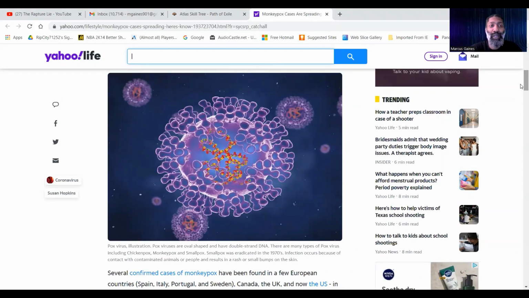the diagram of the quote unquote makeup of the actual monkeypox, the actual body of it as it's seen in the microscope. I don't want to use the word genetic makeup, but the actual makeup of it per the world. Now, again, it's per the world. And if you read right here, it says pox virus illustration. Pox viruses are oval shaped and have double strand DNA.